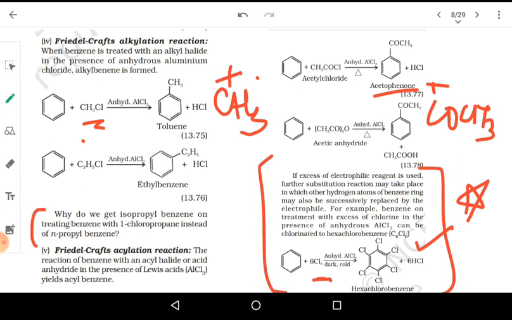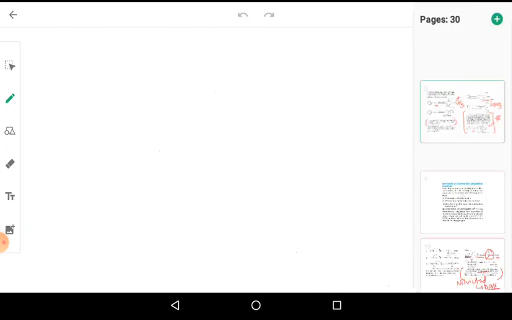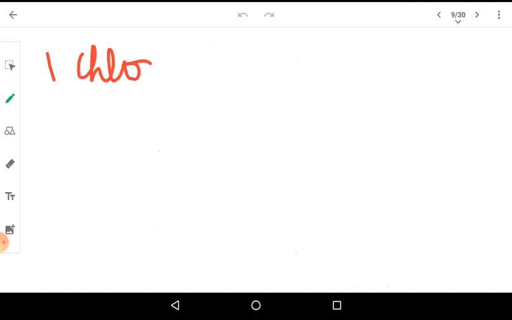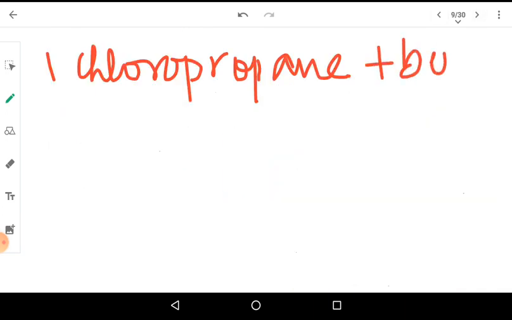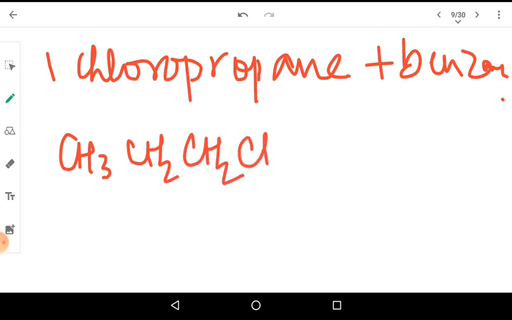Now here is a question given here. Why do we get isopropyl benzene on treating benzene with 1-chloropropane instead of n-propyl benzene? So let us take the molecule 1-chloropropane, and another is isopropyl. 1-chloropropane is treated with benzene. So let us take the reaction. 1-chloropropane means we have CH3, CH2, CH2Cl. So if I am removing the chlorine, I will get the carbocation as CH3, CH2, CH2.